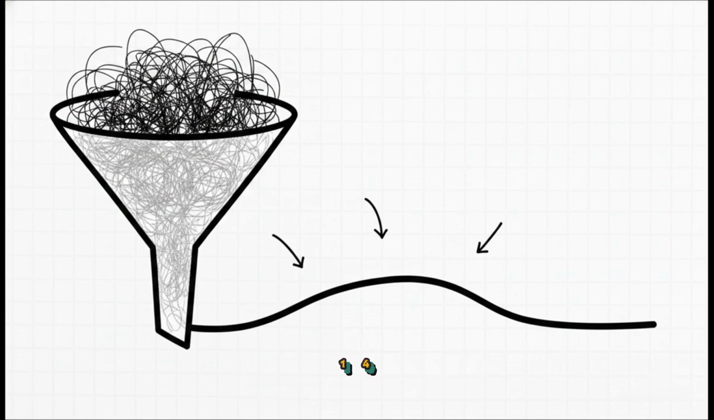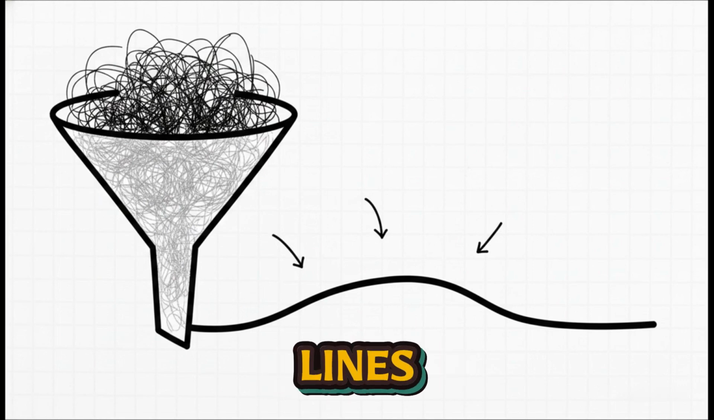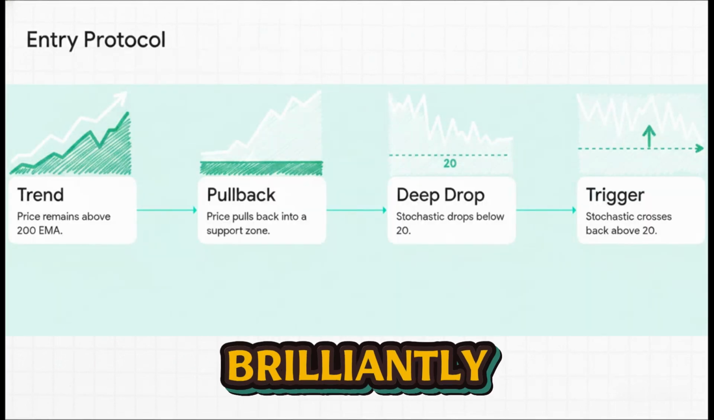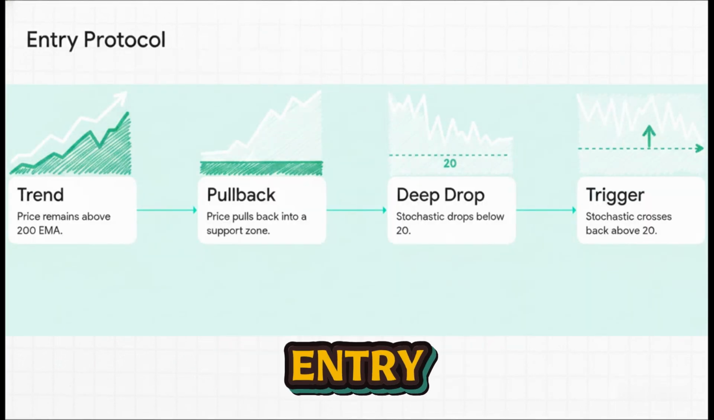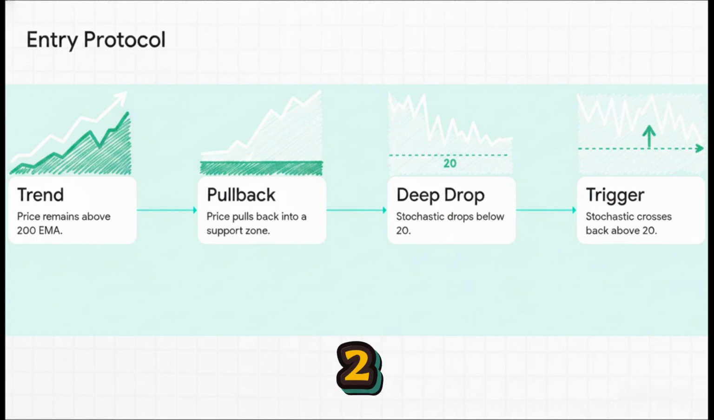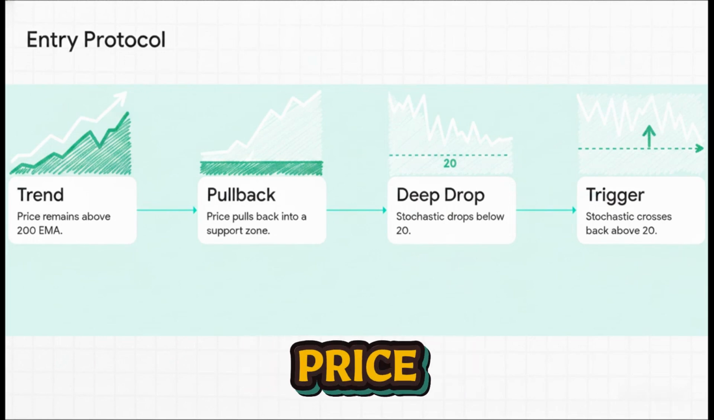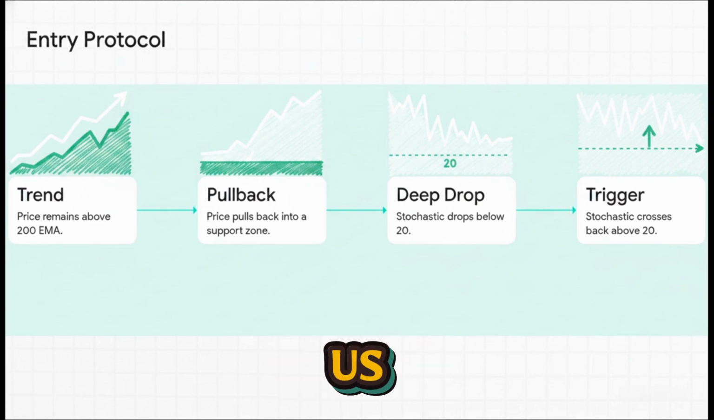We use a standard 14 period, but the real trick here is smoothing the indicator down to just a single line. No crossing lines, no messy visual noise, just one clear cue. And this brilliantly illustrates the exact 4-step entry protocol. Step 1, price stays above the 200 EMA. Step 2, we wait patiently for the price to pull back into a known support zone. Step 3, the stochastic line drops below 20, telling us the pullback is deep. But hold on, we don't buy yet.